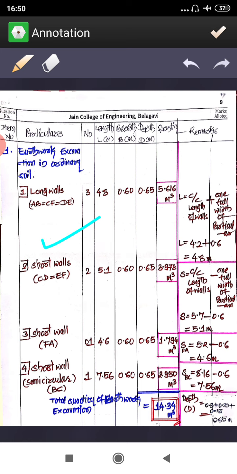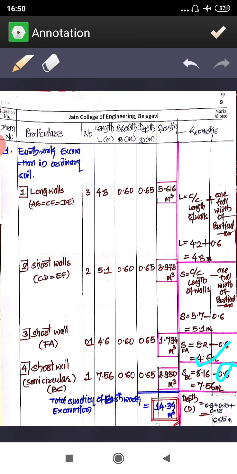Similarly, if you go to the short wall FA, you will be having only one number. So that length, how you have got, see here that calculation I have shown: 5.2 is the center to center of FA minus 1 full width 0.6, then that is going to be 4.6. That 4.6 I have taken here, 0.6 is the width, 0.65 is the depth, so it is going to be 1.794 meter cube.